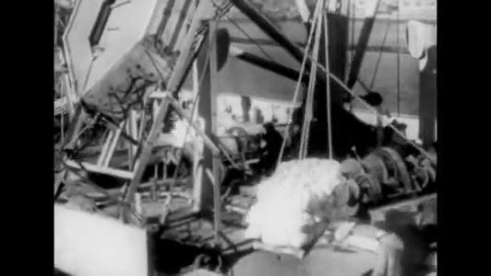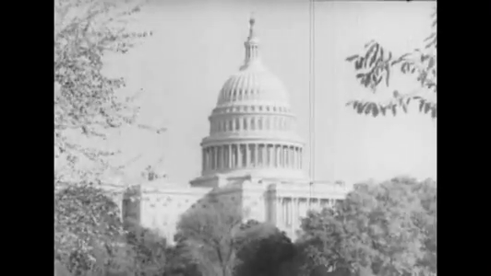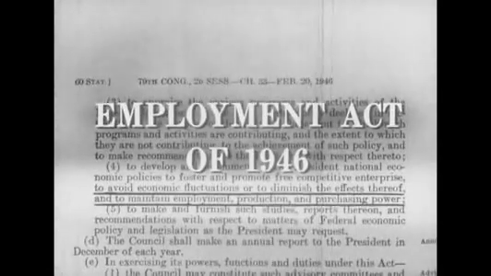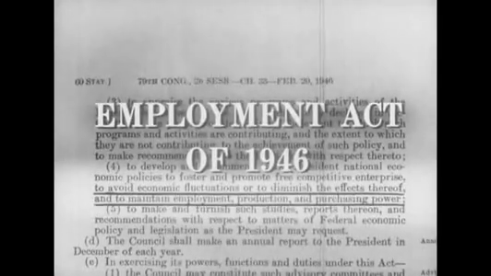America knew now that she was not alone in the world market. The government encouraged international trade and endeavored to lower tariffs, that is, import taxes, by mutual agreement. Profiting from the experiences of the Depression, Congress passed the famous Employment Act of 1946, which established a council of 3 economic advisors to the president. The aim of this law was to develop and recommend to the president national economic policies to avoid economic fluctuations or to diminish the effects thereof, and to maintain employment, production, and purchasing power.